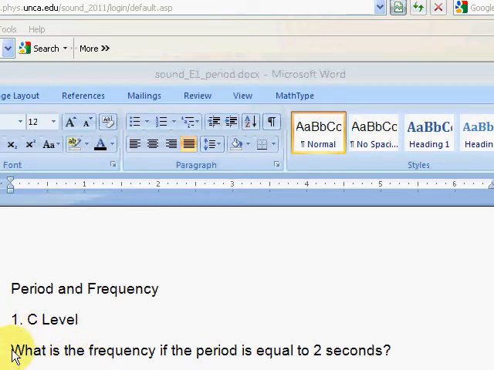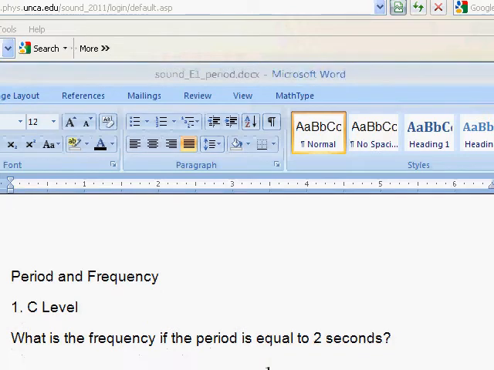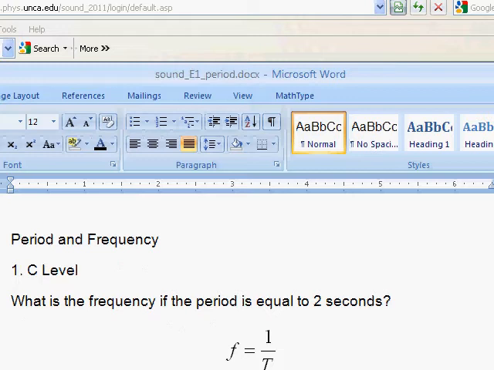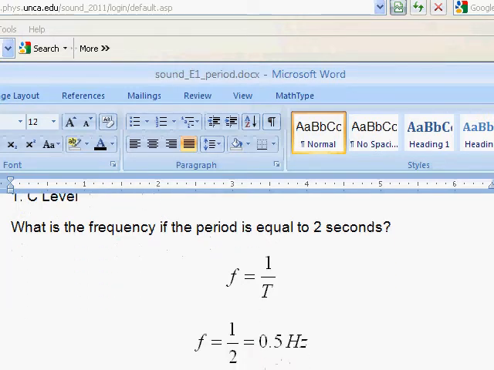The C level question: what is the frequency if the period is equal to 2 seconds? Well, we want the frequency, so we have the frequency formula relating it to the period. F is 1 over t. We plug in for the t. We substitute t equals 2. It's 1 over 2, 1 half, 0.5 hertz. That's the answer.